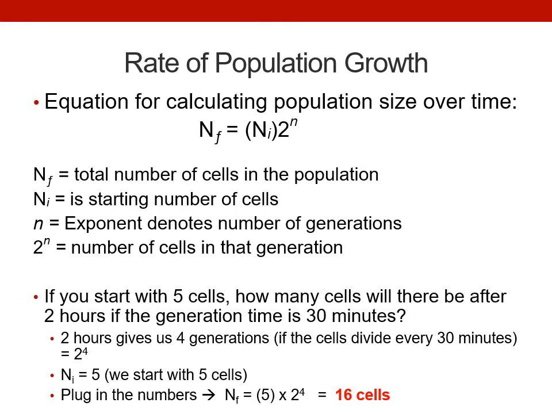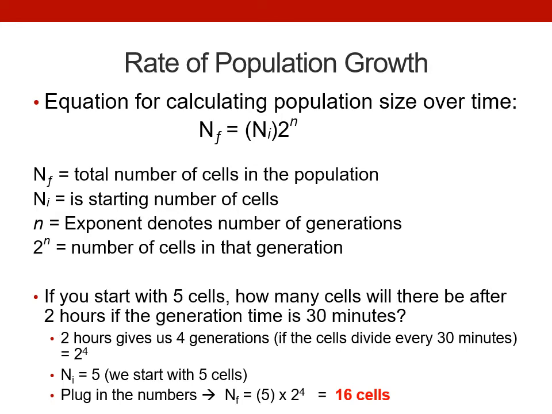calculate how many cells there will be after 2 hours if the generation or doubling time is 30 minutes. So if we look at the number of generations, we can see that if the cells divide every 30 minutes, that will give us 4 generations in 2 hours. So 2 to the n is 2 to the 4. N of I is 5 because we're starting with 5 cells.